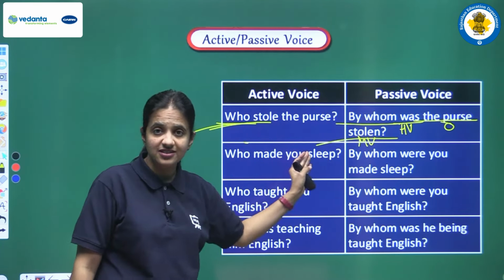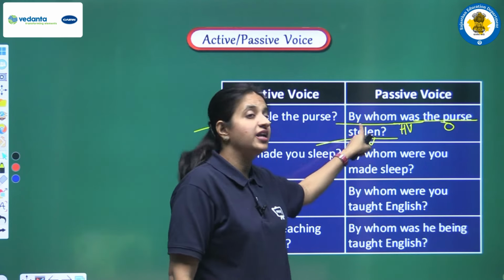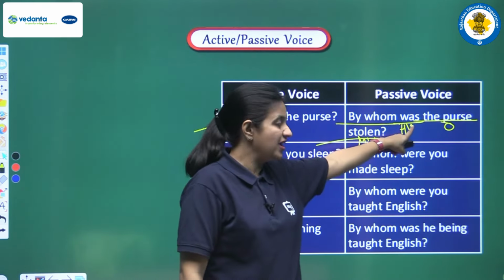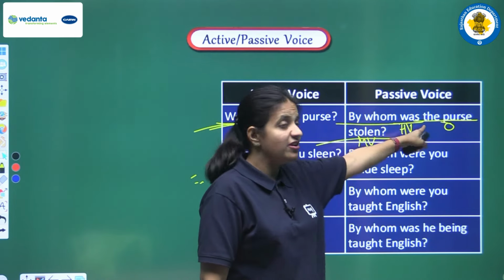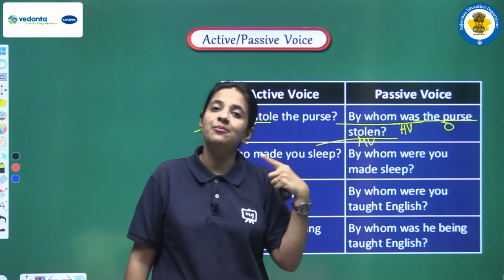You have to learn this structure, that when we are having "who", that "who" will be converted into "by whom", and there will be no subject in the sentence. After that we have to write the helping verb, then there will be the object, and after that there will be the third form of the main verb.